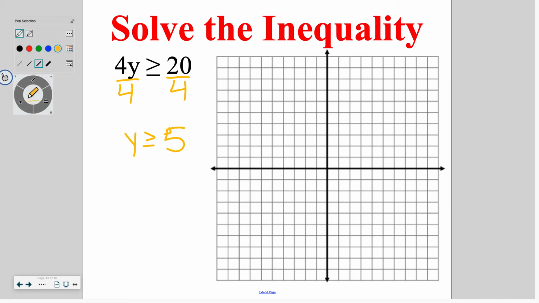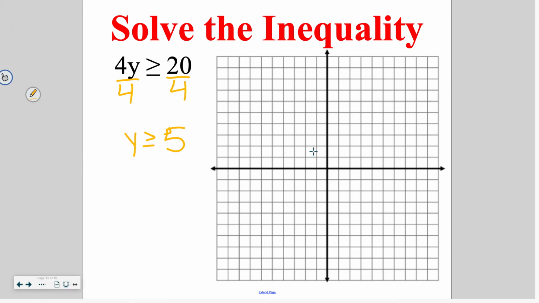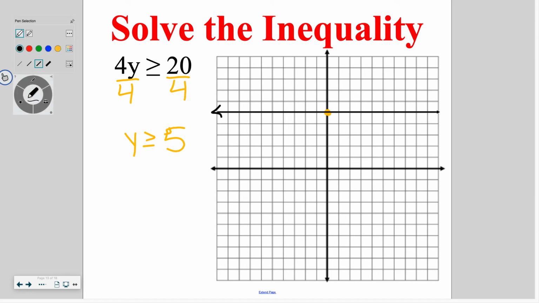So when I put that line on there, I've got a solid line because I've got that greater than or equal to part, and I'm up at 1, 2, 3, 4, y is equal to 5. And then when I put in that solid line, it is a straight horizontal line because we want all of the places where the y value is equal to 5.